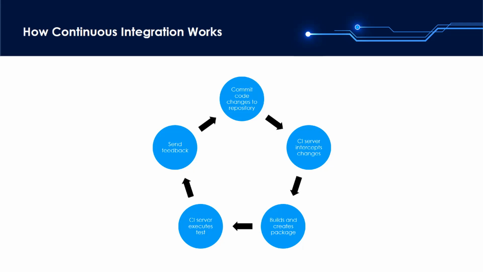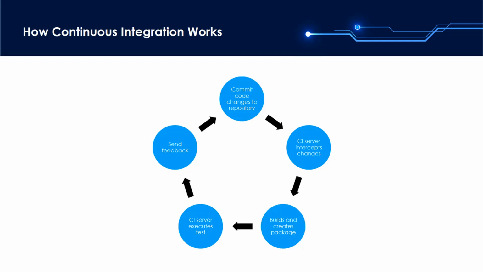Whenever source code changes are committed, a continuous integration server like Jenkins will intercept the committed changes, build or compile the code, and create release packages or artifacts. After the packages or artifacts have been created, the continuous integration server will begin performing static code analysis, along with unit, integration, and user acceptance testing.